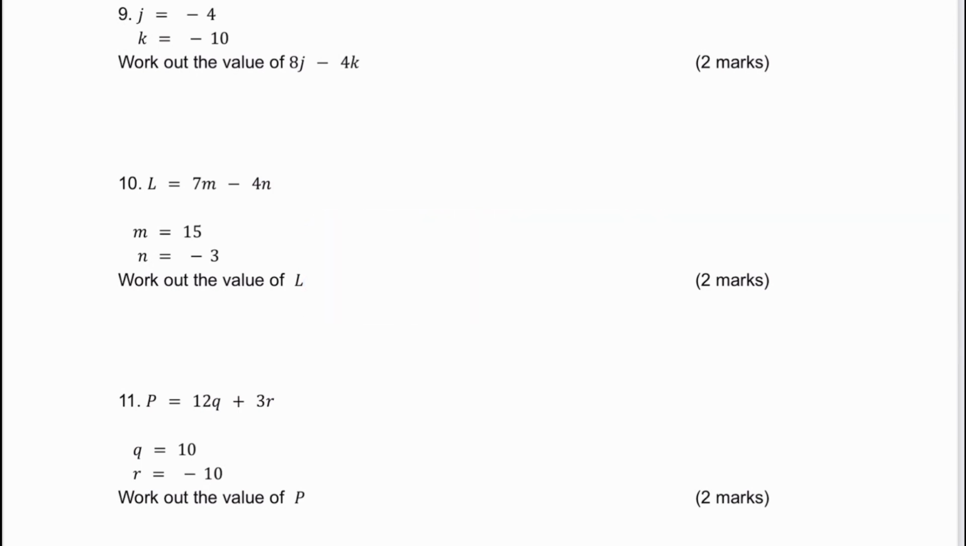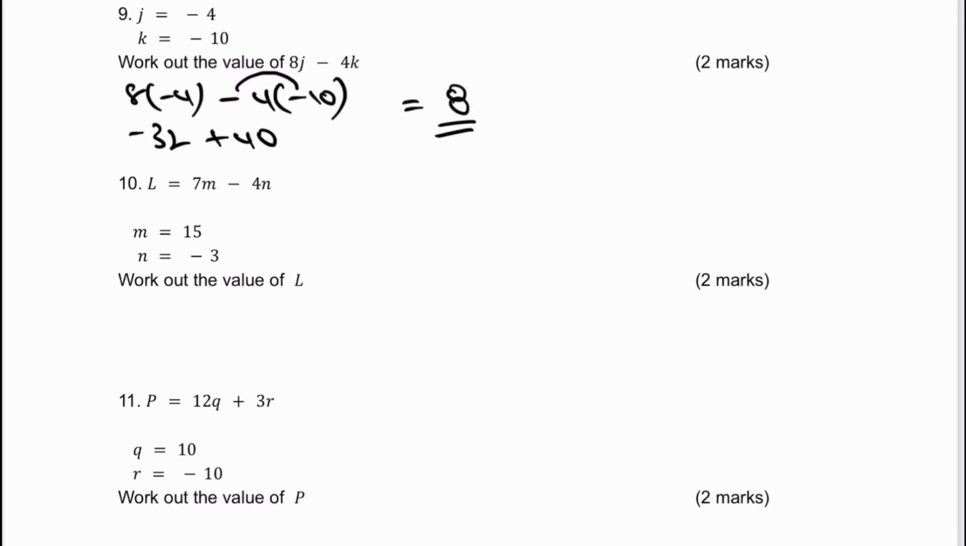So again, I'm going to write it out in the same way. 8 times minus 4, and that's this time minus, and then 4 times minus 10. So there's a lot of minuses flying around in this particular one, but I've got 8 times minus 4 is going to be minus 32, so that's fairly straightforward. But then I've got minus 4 times minus 10. Well, a minus times a minus is a positive, so that's going to be positive 40. Minus 32 plus 40 is going to give us a final answer of positive 8.